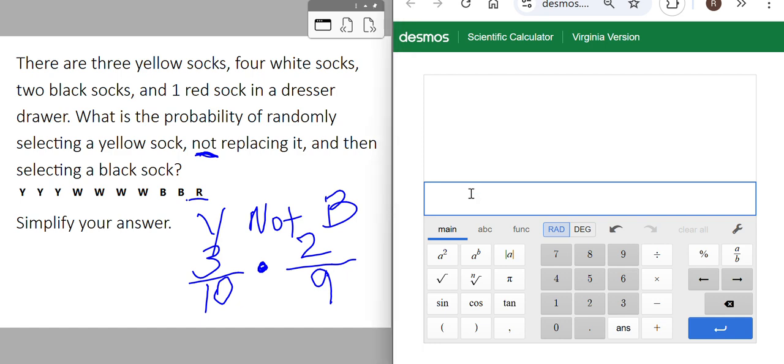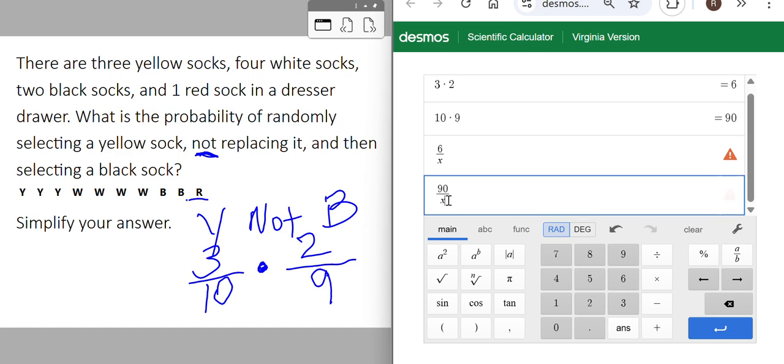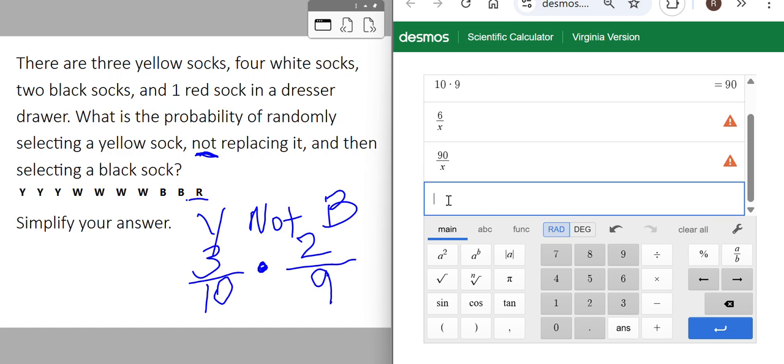Now I'm going to show you the way I prefer to do this. I take my numerators and I multiply them on one line. Then I take my denominators and multiply them on a second line. So I know my fraction is 6 over 90, and I'm going to need to simplify that. So I'm going to start with the numerator, 6 divided by x, go to my next line, and there's my denominator, 90 divided by x, and I always start with the number in the numerator, which is 6.